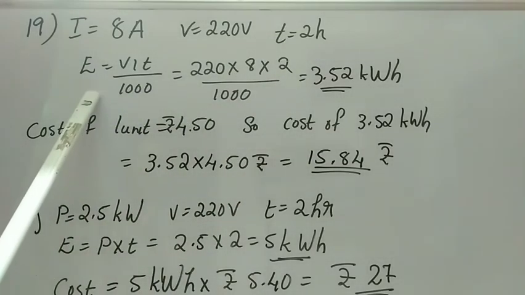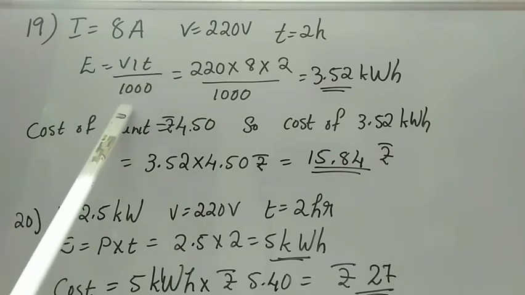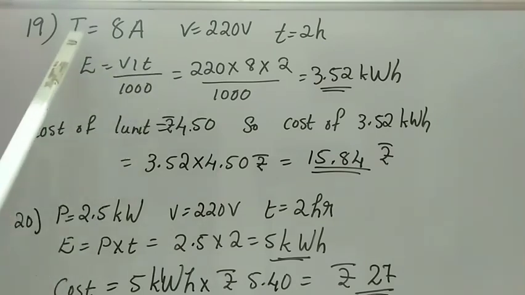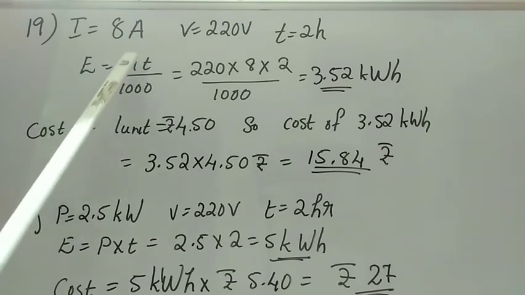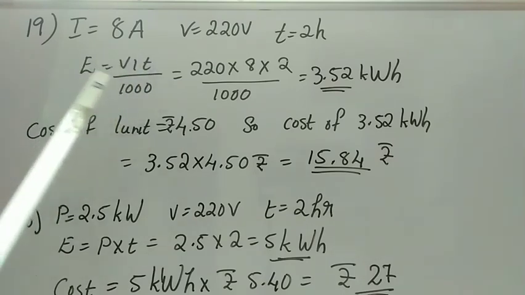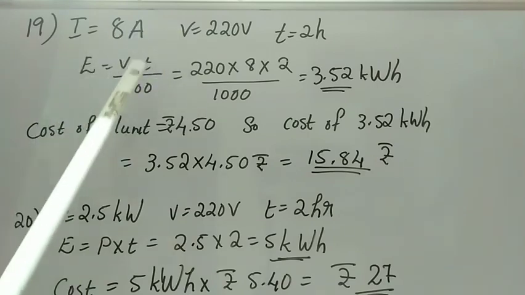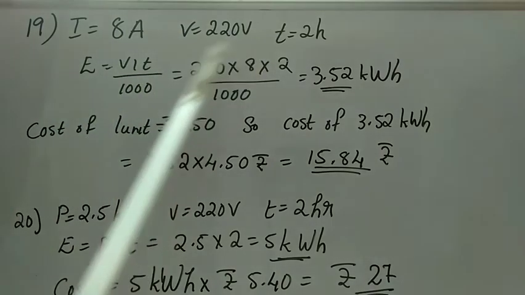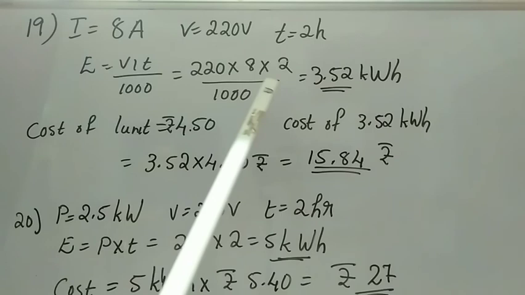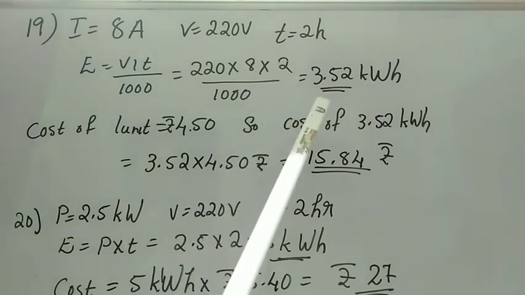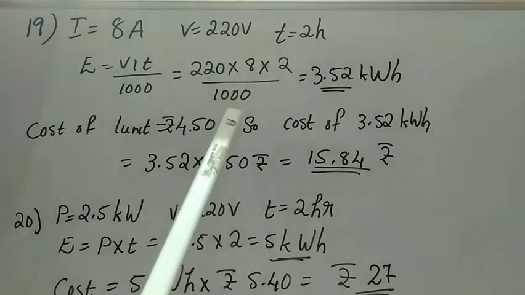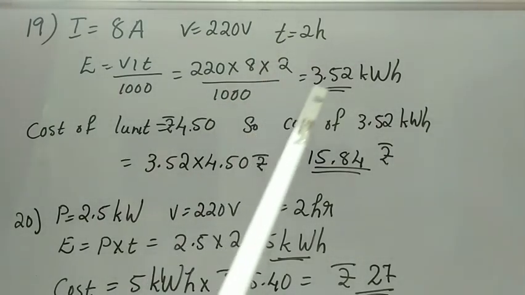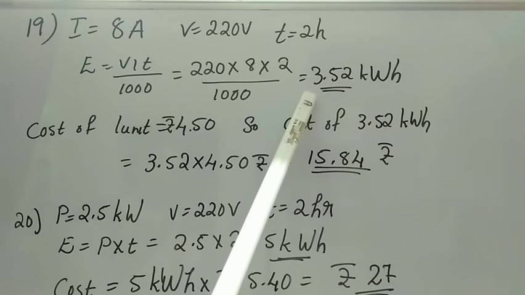So electrical energy, if power is directly given, we can substitute power into time by 1000. Here power is not given, current and voltage are given. So the formula is voltage into current. You know power is VI. So instead of power we can use VI: voltage into current into time by 1000. So 220 into 8 into 2 by 1000, you will get 3.52 kilowatt hour. So if that electric toaster is used for 2 hours, the electrical energy consumed is 3.52 kilowatt hour.